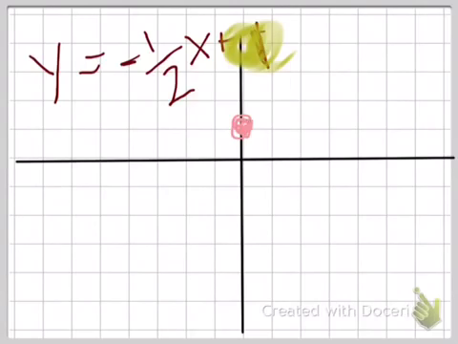Now, since the negative is closer to the top number, that tells me to go down 1. So from positive 1, I'm going to go down 1. And then since the 2 is positive, it tells me to go to the right by 2. So down 1 and to the right 2. So 1, 2. And we expected this line to fall from left to right because the slope is negative.